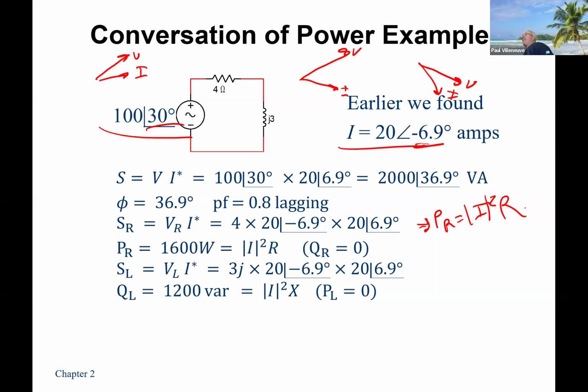So again, this becomes the magnitude of I squared, doesn't it? But I have a J term over here, so that makes it reactive power. I have a J term. That equals 1200. Can anybody take their fancy dancy calculator out and tell me what 2000 at an angle of 36.9 equals in rectangular form?